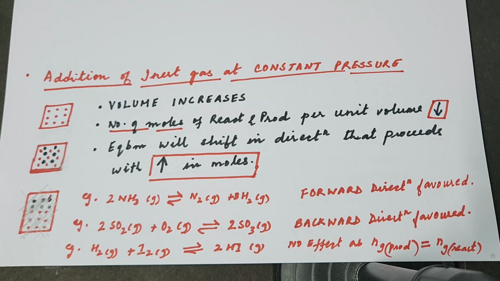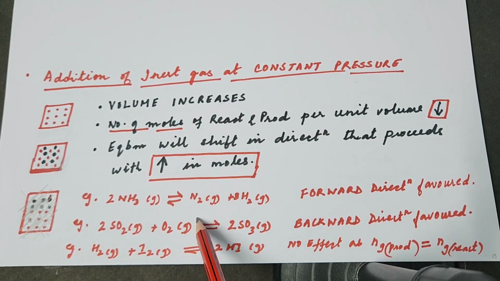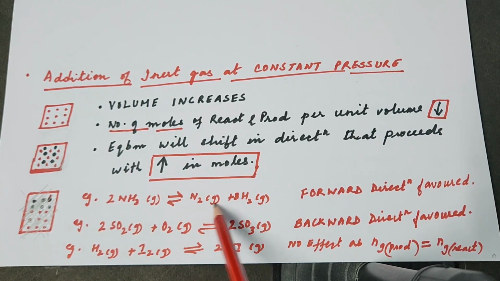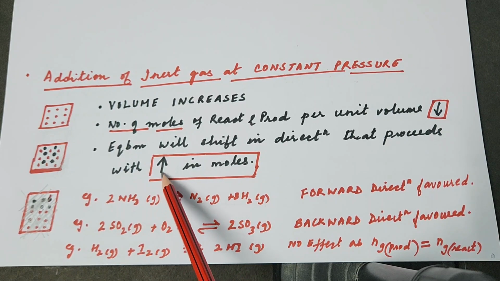So let's reinforce that with a few examples. So we have this reaction: 2NH3 ⇌ N2 + 3H2. At constant pressure, we have added inert gas. Equilibrium will shift in that direction where the number of moles increases, which for this case happens to be the forward direction. The equation involved in the contact process: 2SO2 + O2 gives 2SO3. I have 3 here and 2 here. Because volume increased, the number of moles per unit volume decreased. And how will the system try to undo? By moving in that direction where the number of moles increases.